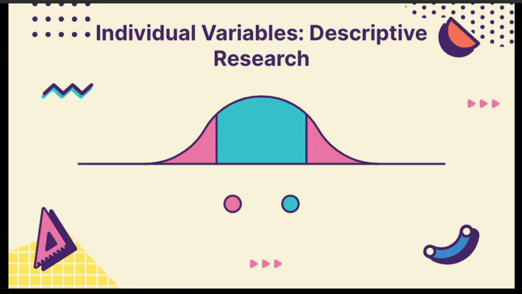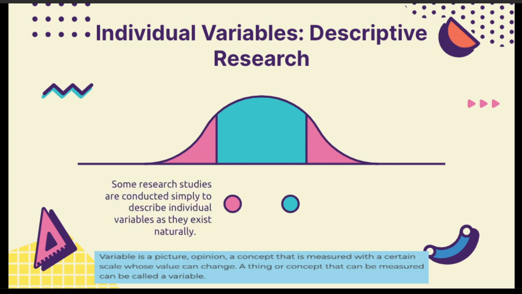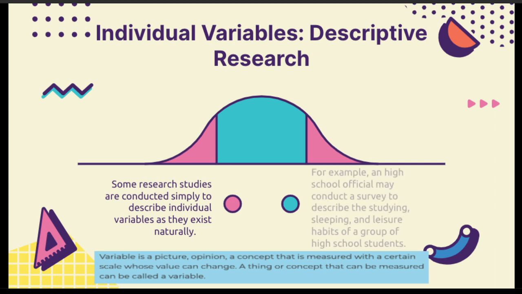Let's start with individual variables, or descriptive research. When we talk about a variable, this is a characteristic or concept that is measured with a certain scale whose value can change. Remember, anything or any concept that can be measured, we call a variable. Some research studies are conducted simply to describe individual variables as they exist naturally. If they are existing naturally, then we can have the following example.